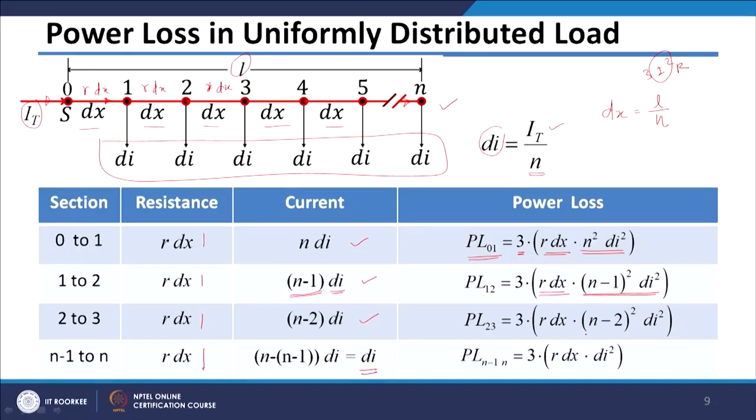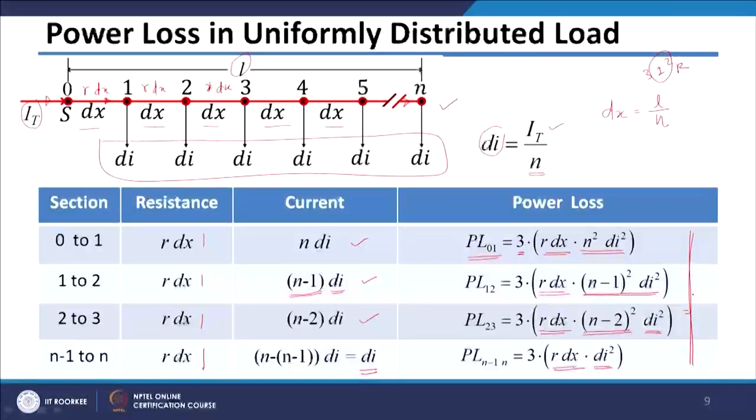In the third section, resistance is the same, and current is decreasing by one dI, so it is n minus 2 square multiplied by dI square, and in the last section only dI current is there, so it will be R dx resistance multiplied by dI square. So, these are the power losses happening in each of the sections. The total power loss over the whole feeder will be the addition of all these power losses.